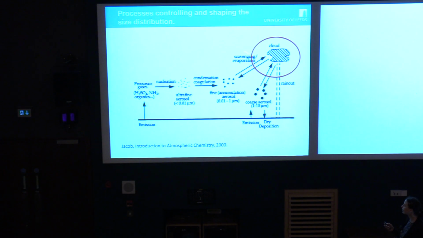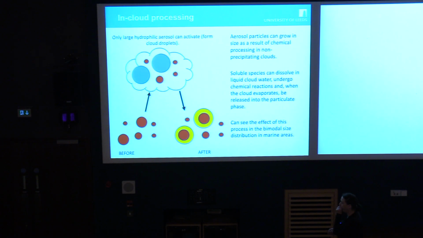Okay, so the next process involves being taken up into clouds. Not all particles can act as cloud condensation nuclei. Not all particles will activate to form cloud droplets. It's only the largest of the particles. Imagine a rising air mass, expanding and cooling, about to form a cloud. It's the very largest of the particles within this air mass that will have water condense onto them, because it's thermodynamically much easier for water to condense onto the larger particles.